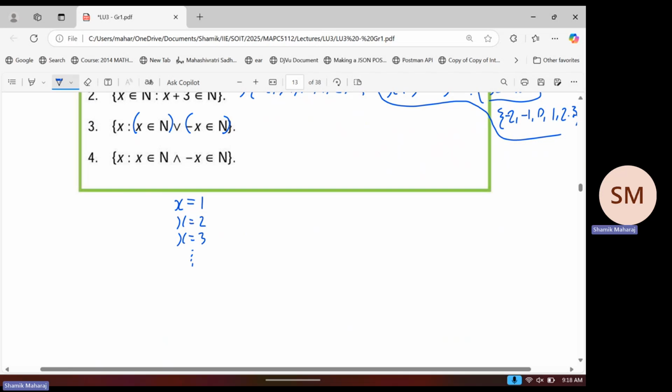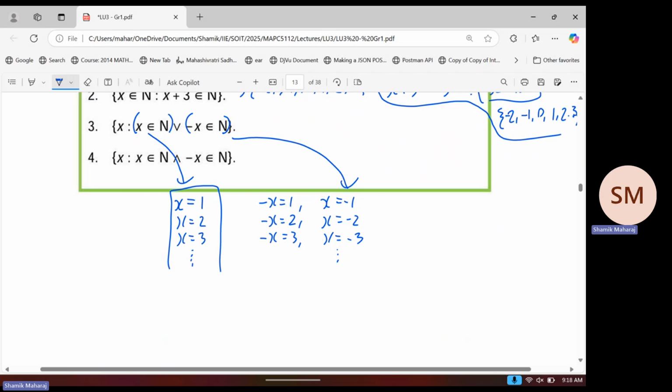The second bracket says negative x is an element of natural numbers, so that means negative x is equal to 1. Then we have to solve for x like we did before. So that means just x is equal to -1. Similarly, the next one says negative x is the next natural number, which is 2. So x is -2. I'll just do one more, 3. x is -3. So this here comes from the first one. This comes from the second one.